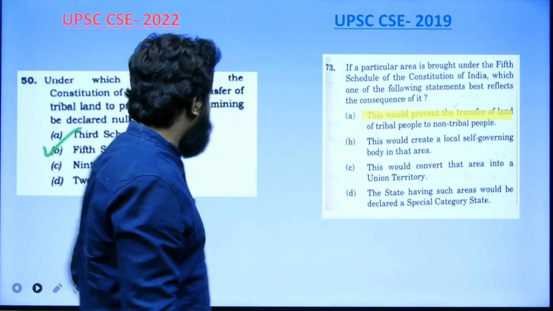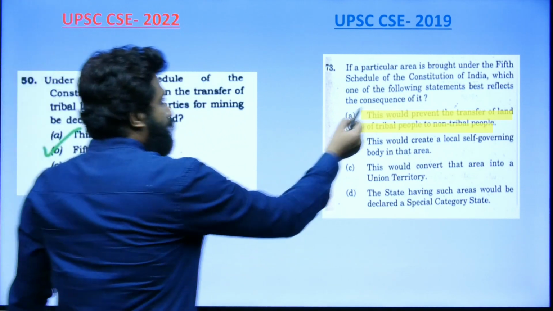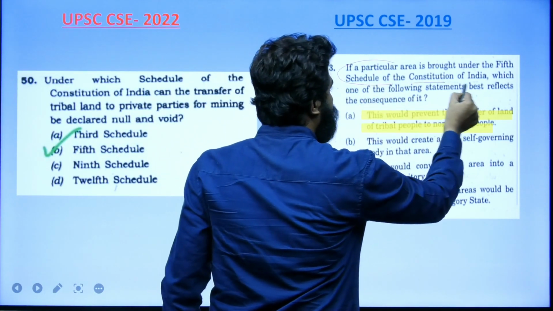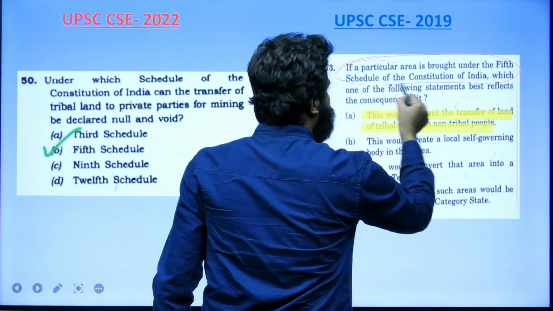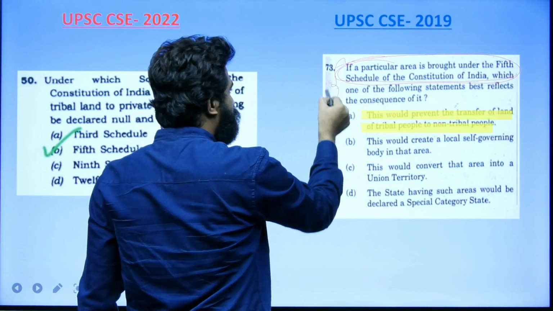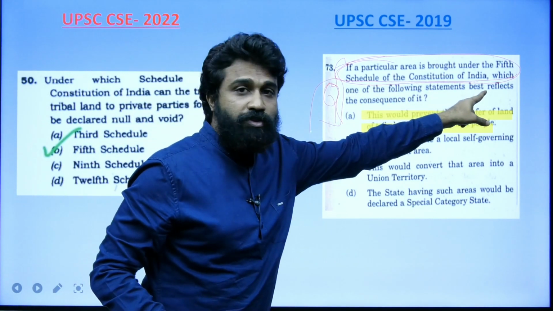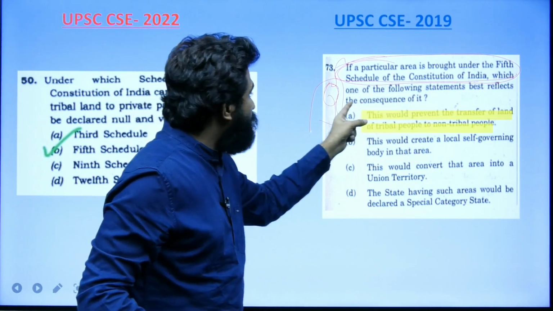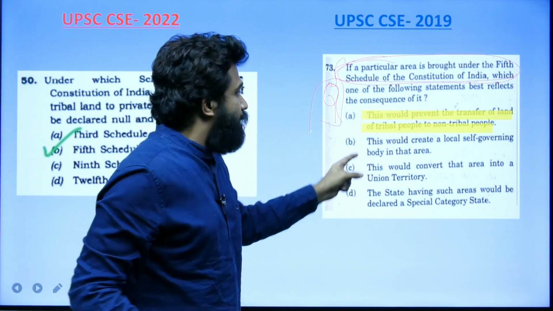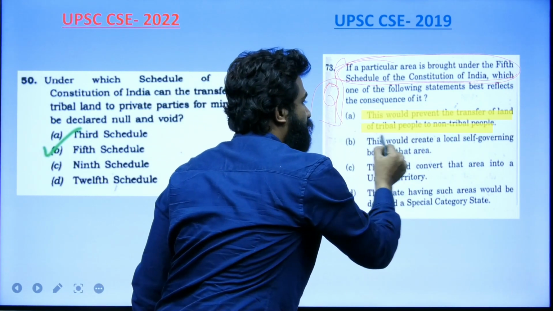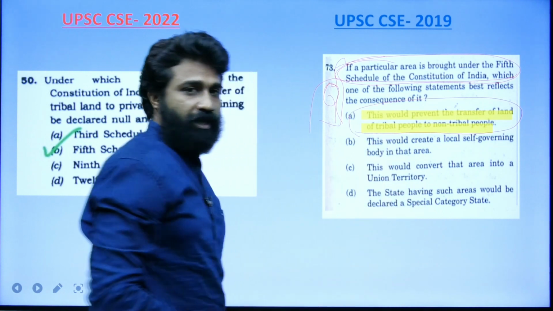Here, a particular area is brought under the 5th schedule of the Constitution. This is part of the question. If a particular area is brought under the 5th schedule of the Constitution of India, which one of the following statements best reflects the consequence of it? Here, it would prevent the transfer of tribal land to non-tribal people.